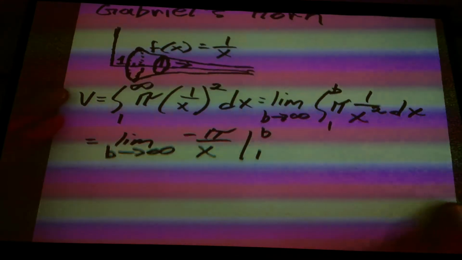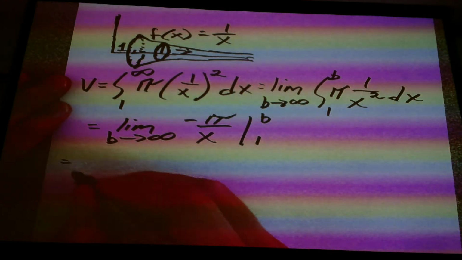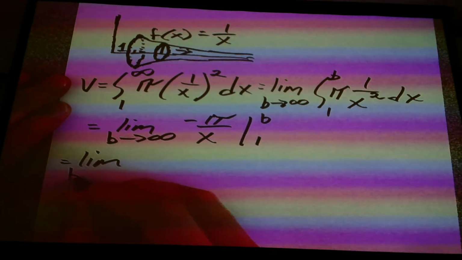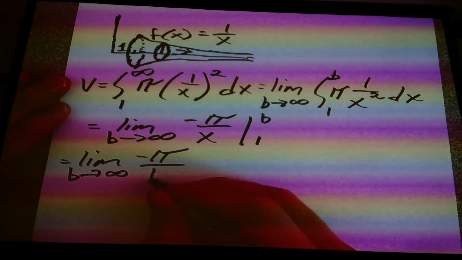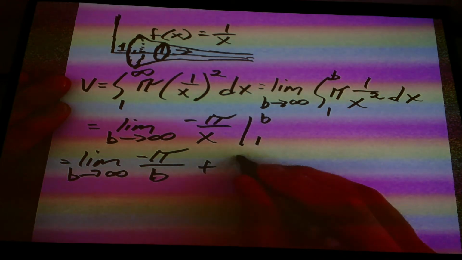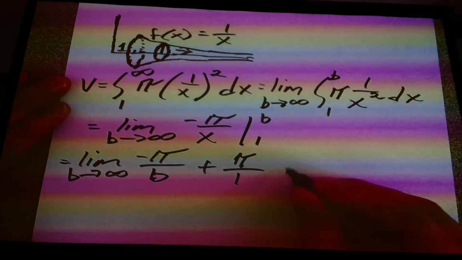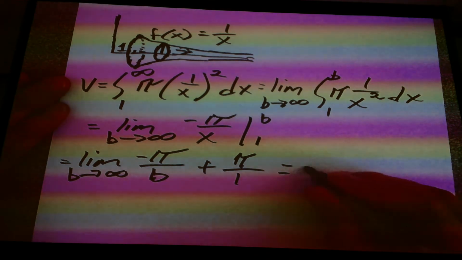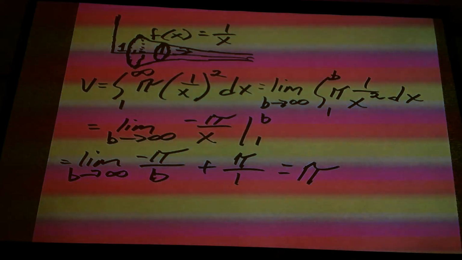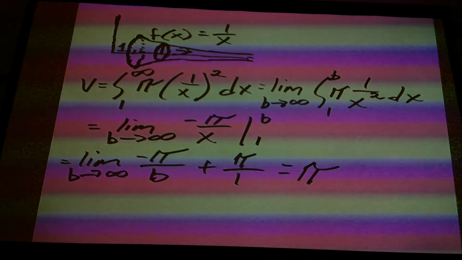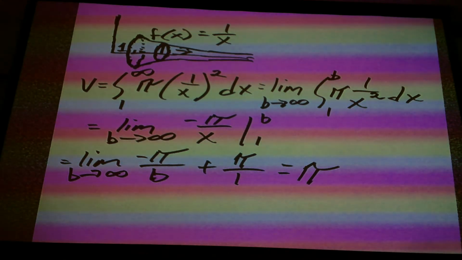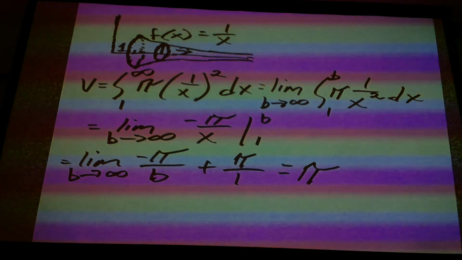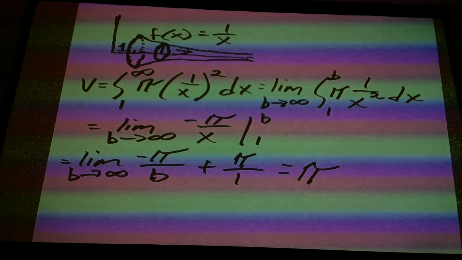So that will equal the limit as b tends towards infinity of negative pi divided by b, plus pi divided by 1. This term right here will go to 0. The answer is pi.